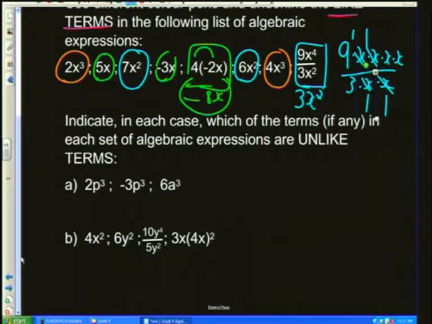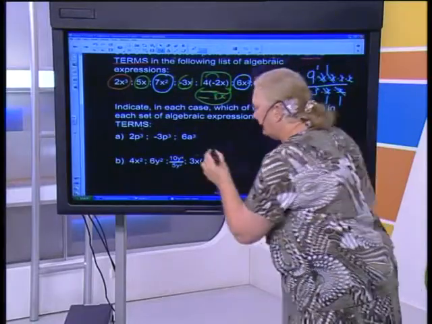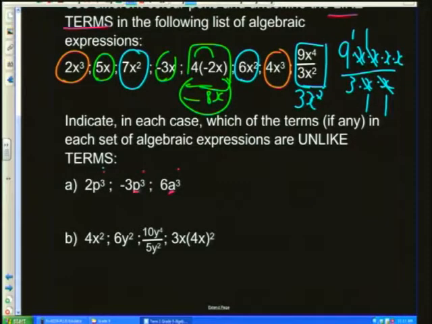Okay. Indicate in each of these cases, and we've got two, which of the terms, if any, in each set of algebraic expressions are unlike terms. And I've put a catch in here. If you quickly look at it, you see a 3 everywhere. There's a 3, there's a 3, and there's a 3. So at a quick glance, we think, okay, the same, but it's not. Be very careful for a question like that, because the bases differ.